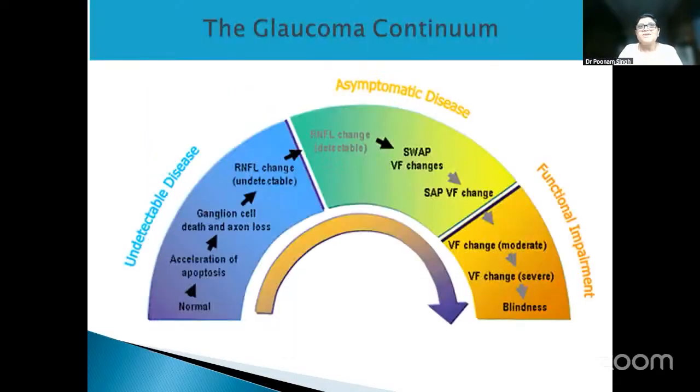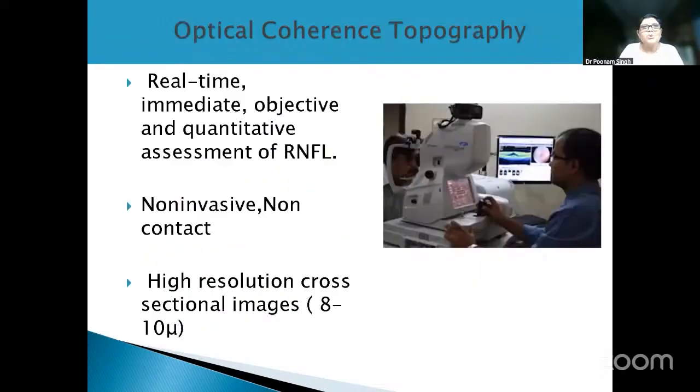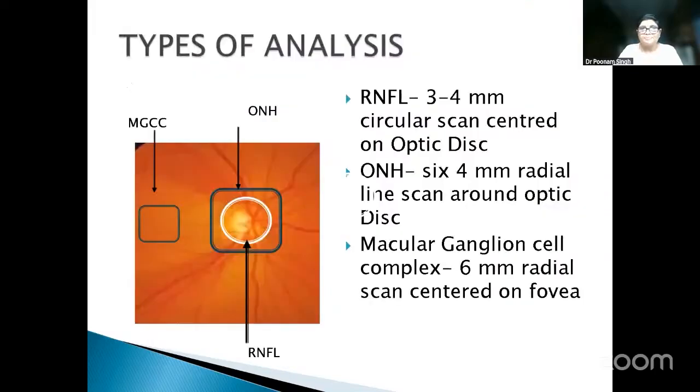That is the reason why OCT is also known as a pre-perimetric test, because it is the test by which we can pick up these cases even when the patient is still asymptomatic, and when we see the visual field changes, it is already too late. It is a real-time, immediate, objective, quantitative assessment of RNFL. It is a non-invasive, non-contact machine with high resolution cross-sectional images.